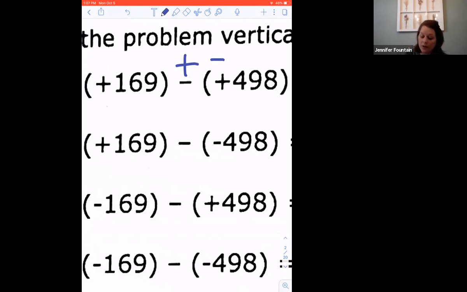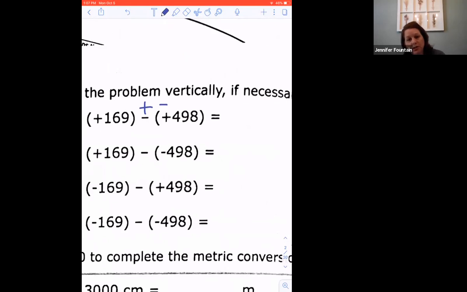So now I'm going to use my rules for addition. I've got opposite signs now, so I keep the sign of the larger and find the difference. So let's see, 498 minus 169. So I've got negative 329.